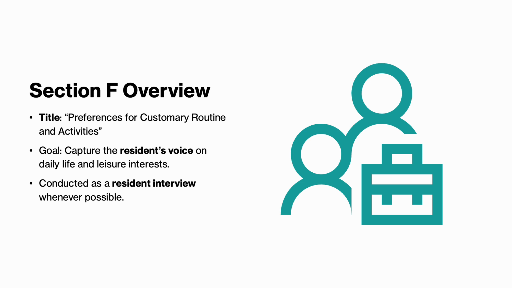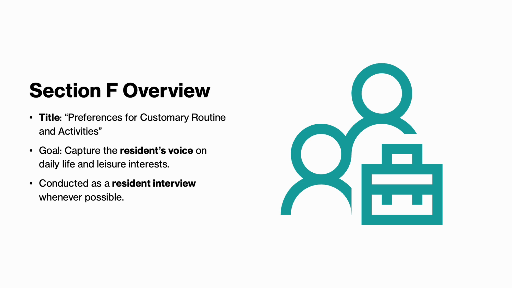So the Section F overview. The title of it is Preferences for Customary Routine and Activities. The first part of it is a bunch of items related more to the day-to-day. It's things like, do you prefer to take a shower or a bed bath? Do you prefer to get dressed alone, or do you need assistance? Those sorts of things. And then it'll get more into the different activities that person likes. The goal is to capture the resident's voice on daily life and their leisure interests, and it is conducted as a resident interview whenever possible.